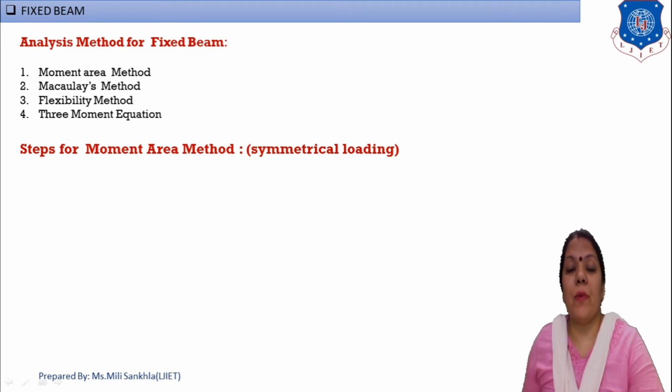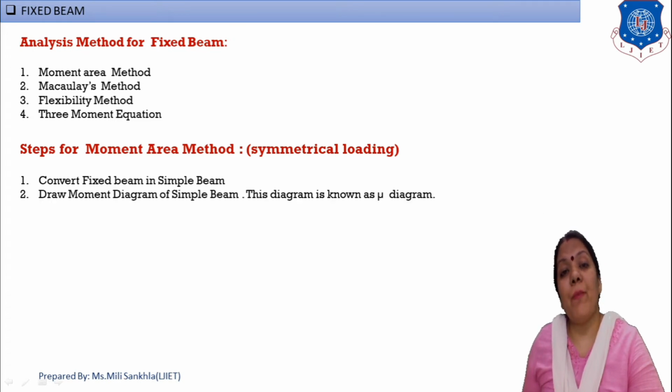Now, the steps of the moment area method to solve a fixed beam with symmetrical loading. If an example of a fixed beam is given and it is subjected to symmetrical loading, then we analyze the fixed beam with the moment area method. We follow these steps. First, convert the fixed beam into a simple beam. Second, draw the bending moment diagram for the given fixed beam, and this diagram is known as the Mu diagram.